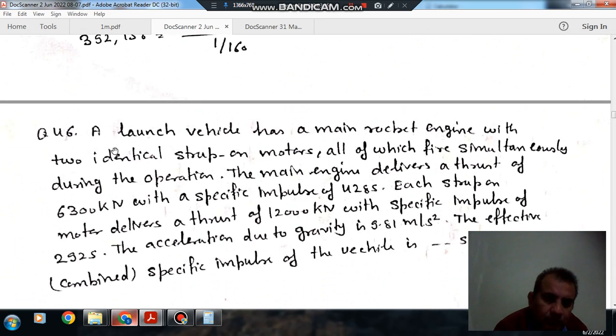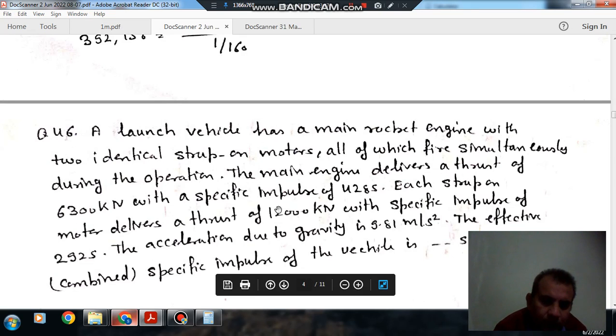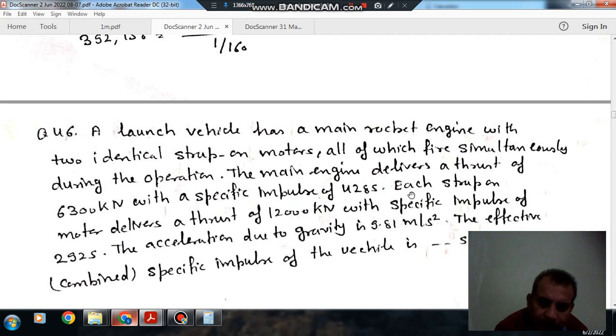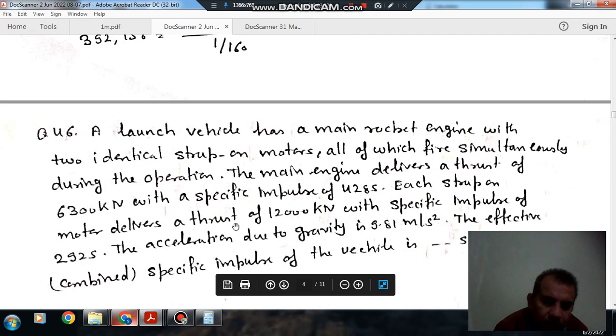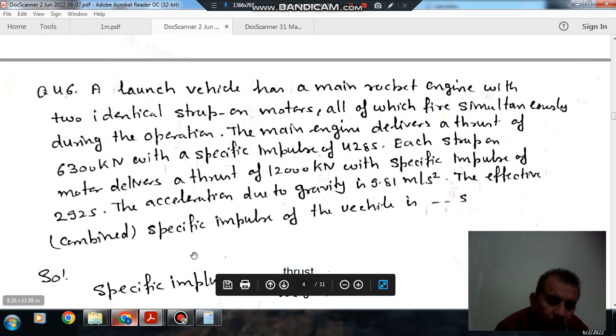Next, question number 46. A launch vehicle has a main rocket engine with two identical strap-on motors, all of which fire simultaneously during the operation. The main engine delivers a thrust of 6300 kN with a specific impulse of 428 seconds. Each strap-on motor delivers a thrust of 12,000 kN with a specific impulse of 292 seconds. The acceleration due to gravity is 9.81 meter per second square. The effective or combined specific impulse of the vehicle is dash seconds.